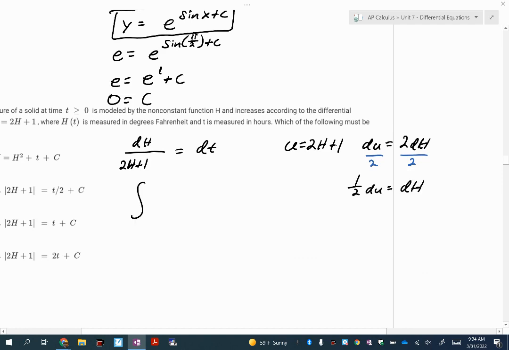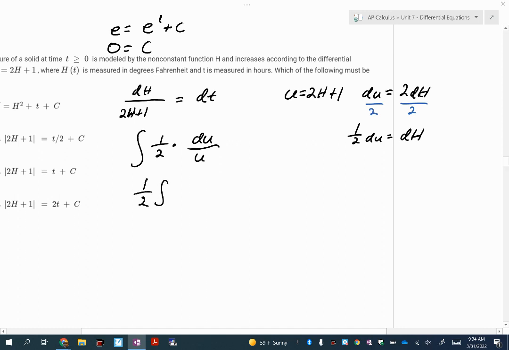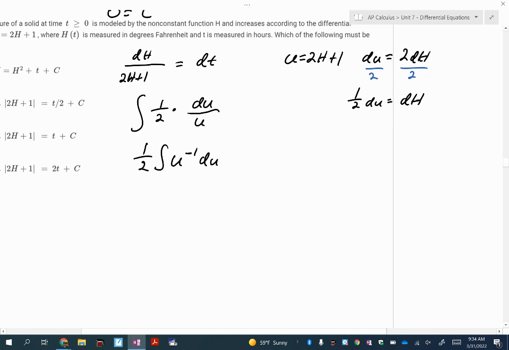So let me write this here. The integral, I've got 1/2 times du over u. If I clean that up a little bit, I'm going to move the 1/2 out front, and that's u to the negative first power du. And we talked about in class that if you take the antiderivative of u, or anything to the negative first power, that's the natural log of the absolute value of u. But you've got that 1/2 you have to bring down. On the right side, since we're just doing the integral of dt, that's just t plus c.